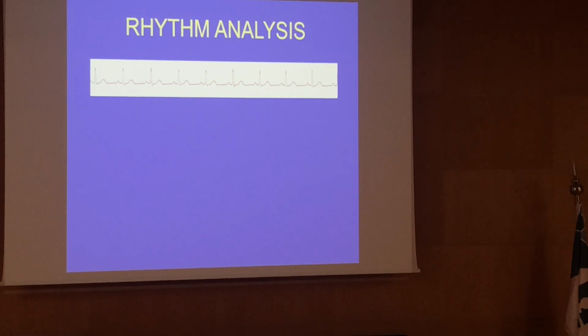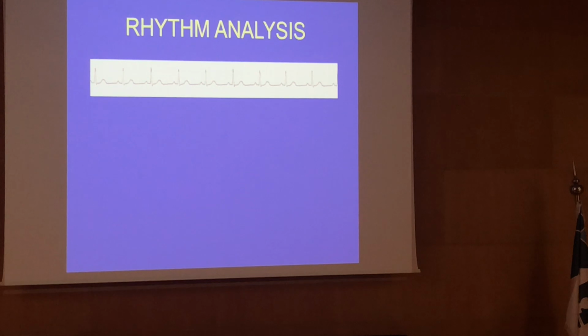Yeah, excellent. So RR, how many large boxes, and 300 by that. Why 300? So remember, in 1 second we see we have 5 large boxes, yes? In 1 second. So in 60 seconds, 5 by 60 is 300. So in 1 minute we expect to see 300 large boxes, yes? In 1 minute.